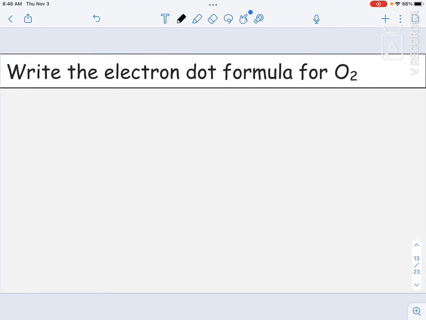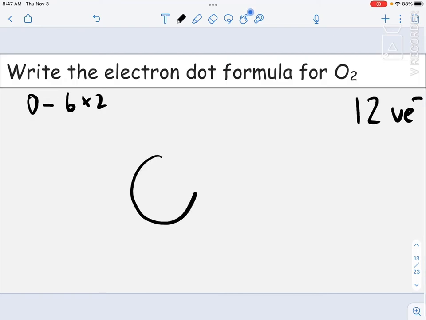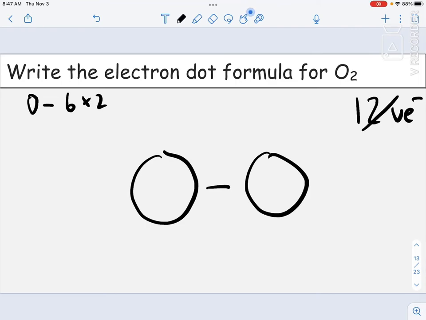Moving on, we have O2, okay? Oxygen has 6 valence electrons, there's 2 of them, so we have a total of 12 valence electrons. Go ahead and put them together. So we have OO, bond them, that takes 2 valence electrons, so we have 10. Let's go ahead and give the right hand 6 valence electrons to form an octet. We have 4 left, so we're gonna put the remaining ones on that oxygen, okay?